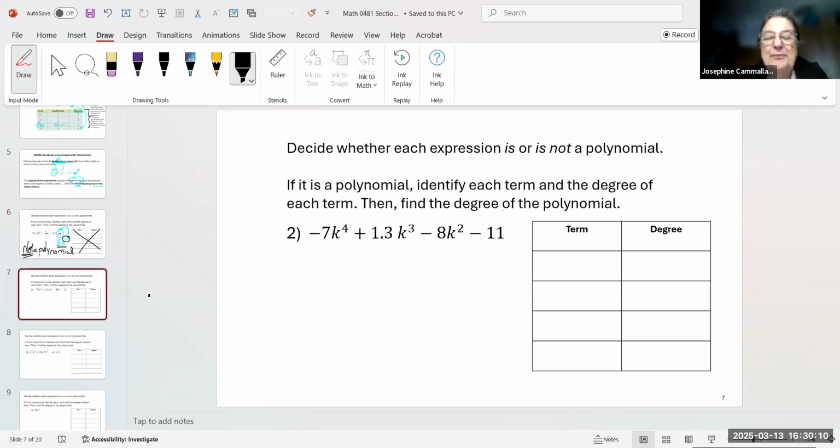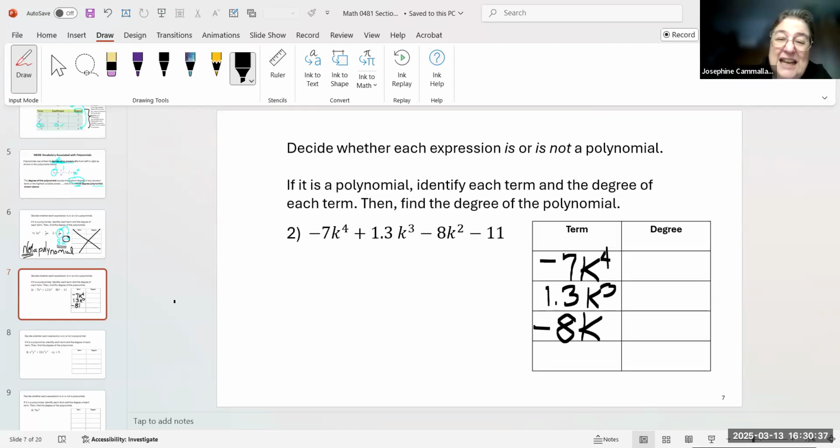Let's take a look at this one. None of the exponents in problem 2 can be written as a negative exponent. So therefore, my terms are going to be -7k to the 4th, 1.3k cubed, -8k squared, and -11. I have got to write the negatives with it.